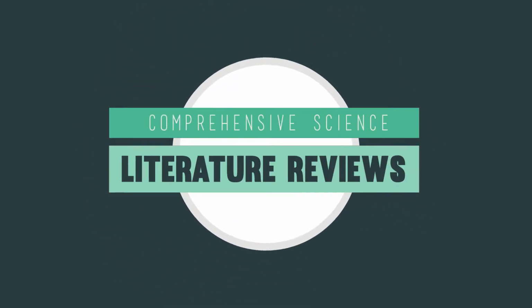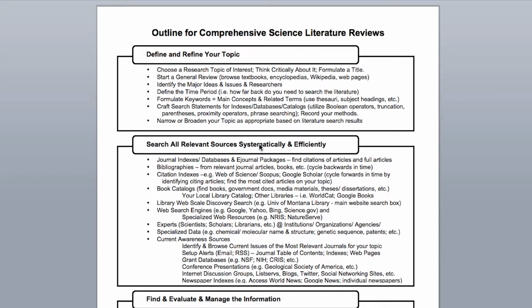Let's talk about how to do a comprehensive science literature review. Most of these techniques are the same for social science literature reviews as well. Literature reviews take a long time. They're lengthy processes if you do them well, but there are methods to make sure you're doing a comprehensive search, and there are ways to be more efficient with the search.